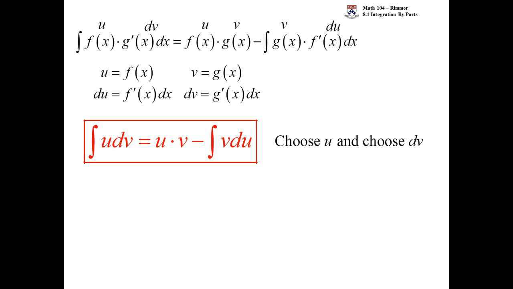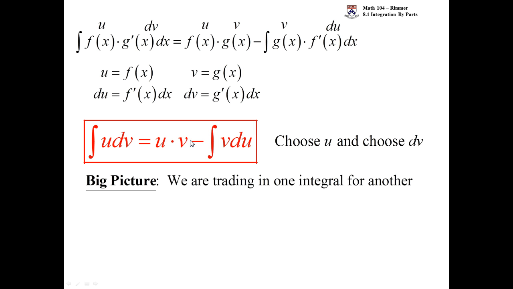Here's the issue though. We need to be able to choose u and choose dv. The integral that you are given will be the integral that's on the left, and one part of it will be called u, the other part will be called dv. And the point is that you're going to trade it in for this integral that's on the right, the integral of v du. So we need to figure out, well, how can we go about doing that? How do we know which one to make u and which one to make dv?